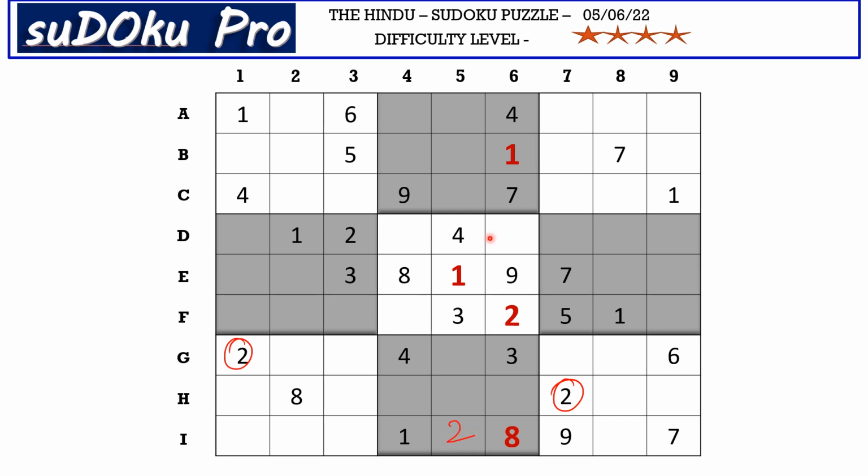There is a 7 here in column 6 blocking this cell. So in the central block, 7 goes in one of these two cells. Now you have a 7-9 pair in column 6 blocking this cell. There is a 7-9 pair in column 4 blocking this cell. So the 7-9 pair goes in these two cells.